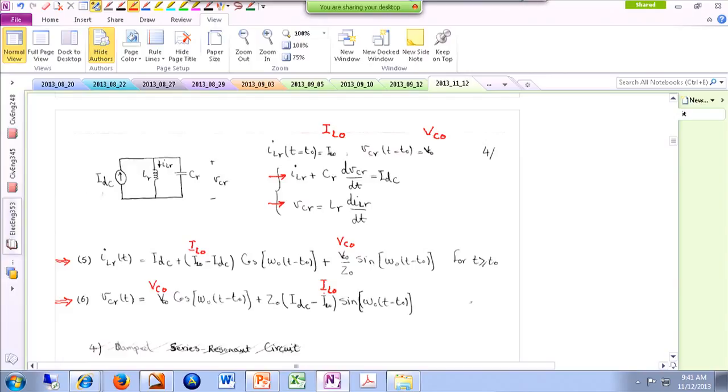Again, if you look, on average, the value for the inductor current is IDC. Makes sense. And on average, the voltage drop on the cap is zero. And that, again, makes sense because the current is periodic.